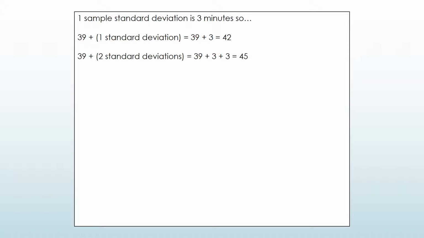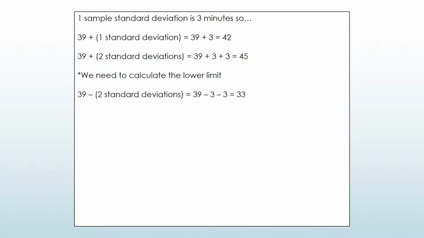So, one standard deviation is 3 minutes. So 39 plus one standard deviation is 42. 39 plus two standard deviations is 45. But we need to calculate the lower limit as well. 39 minus 2 standard deviations is 33.